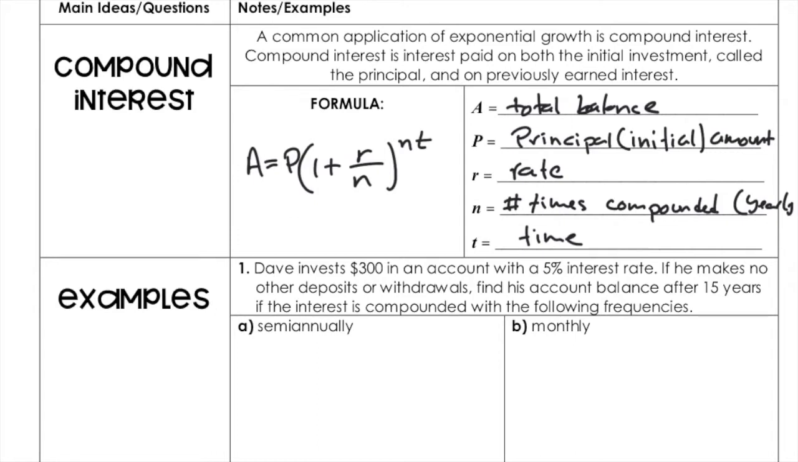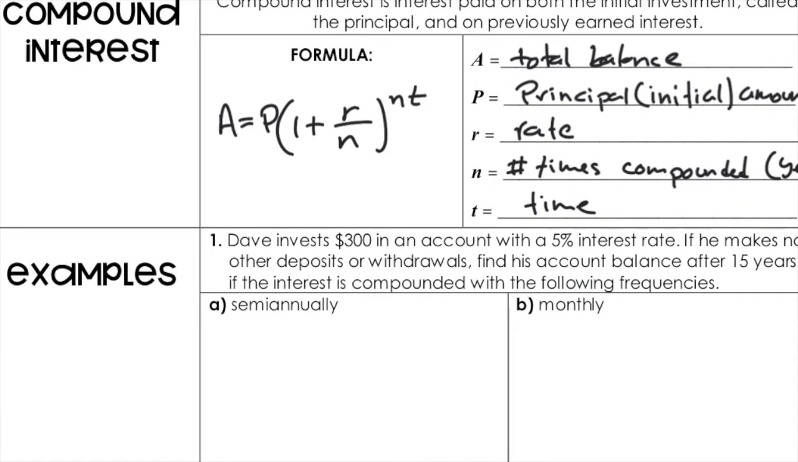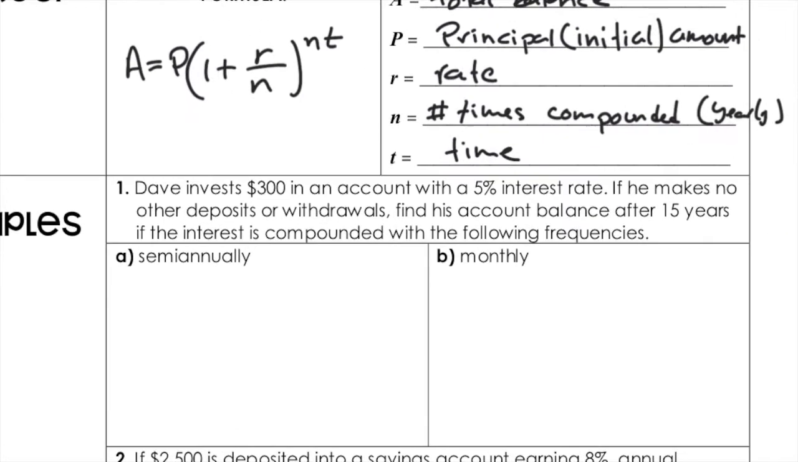So Dave invests 300 in an account with a 5% interest rate, right? Let's start by identifying my variables, and I want to write them here in the middle because they're going to be the same for both. So P equals 300, R equals 0.05. If he makes no other deposits or withdrawals, find the account balance after 15 years. So we know that T equals 15, right? It says that it's compounded semi-annually.